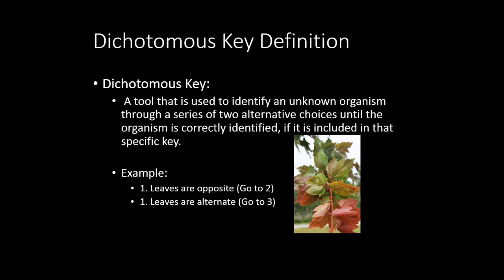So, what is a dichotomous key? It's a tool that is used to identify an unknown organism through a series of alternate choices, yes or no's, or you just have to go to one or the other. They're mutually exclusive. And if you keep following this pathway, you'll hopefully get to the right organism.